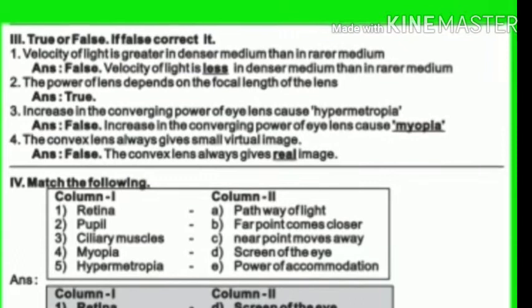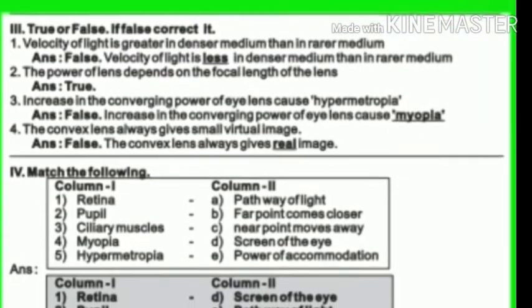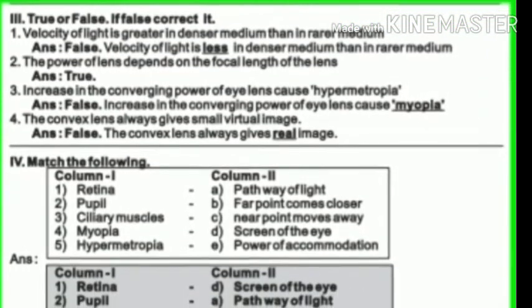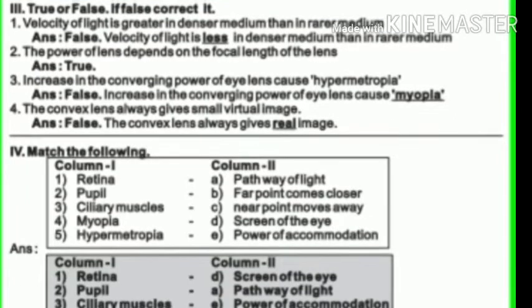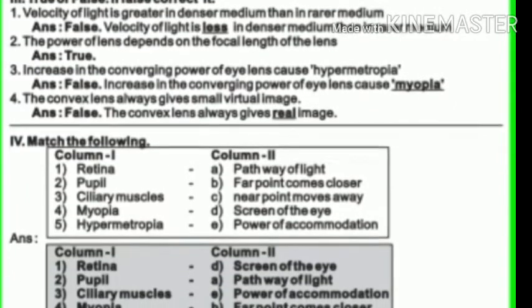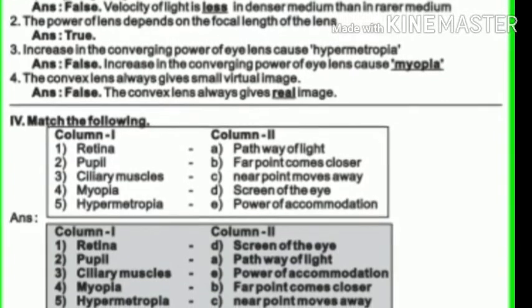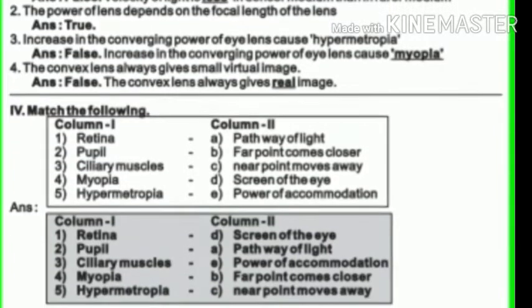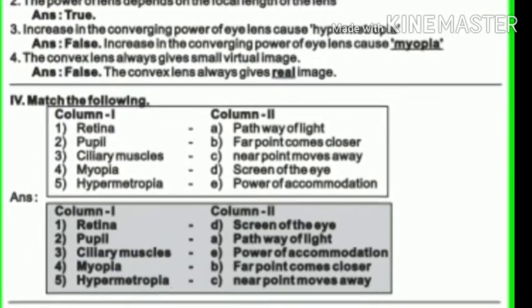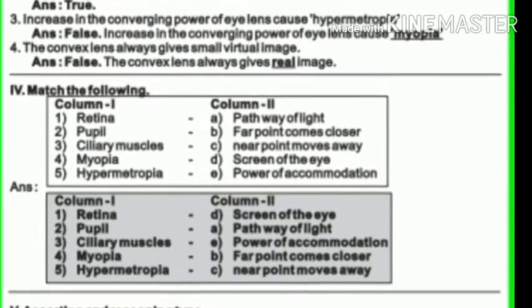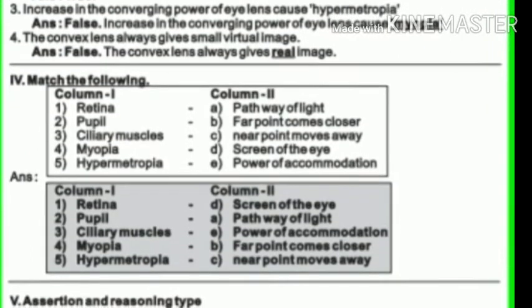Now question number 3. Increase in the converging power of eye lens causes hypermetropia. Answer is false. Increase in the converging power of eye lens causes myopia. Question number 4. The convex lens always gives a small virtual image. The answer is false. The convex lens always gives a real image.